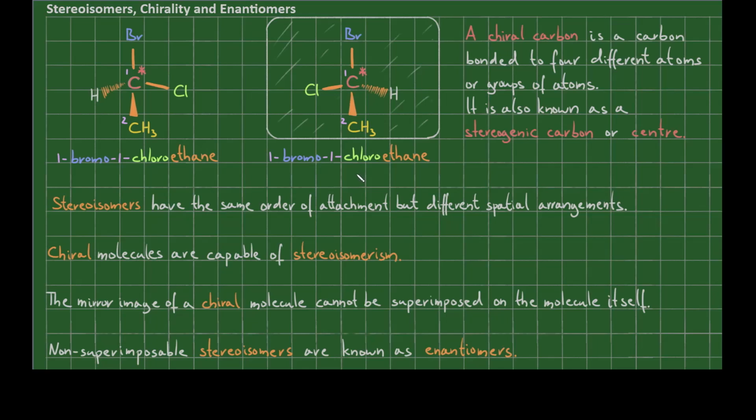Well, one of them is the right-handed version and the other one is the left-handed version. And we indicate that by using the capital letters R and S, which stand for rectus and sinister, right and left. In this particular case, it is the compound on the left that is the R version and the compound on the right that is the S version. How do we decide which one is the R version and which one is the S version? Well, that is a story for another time.